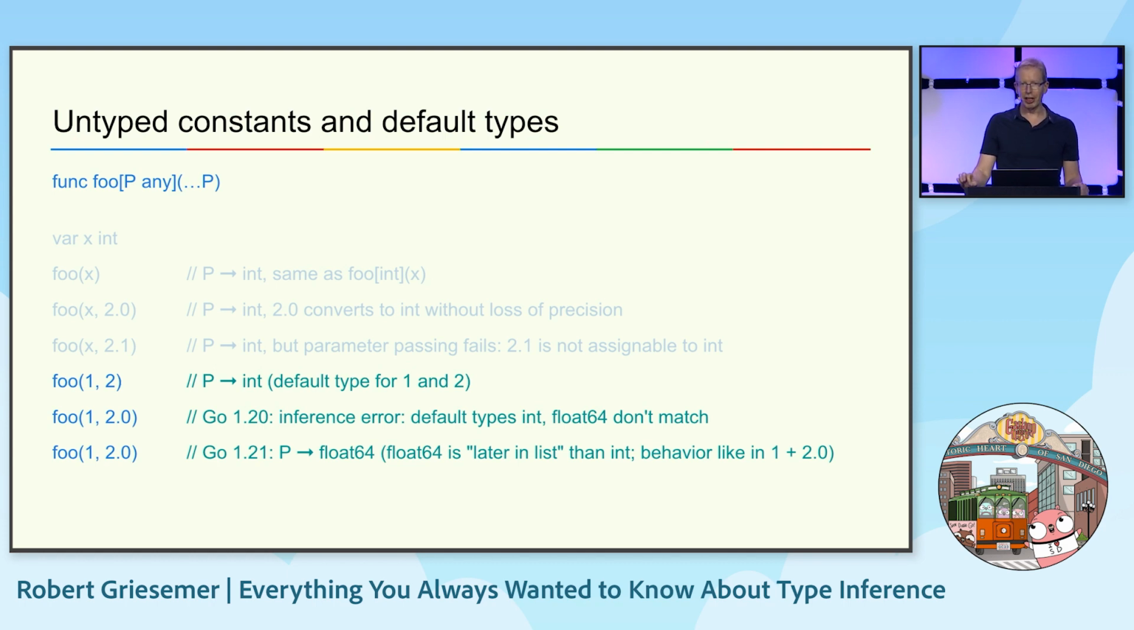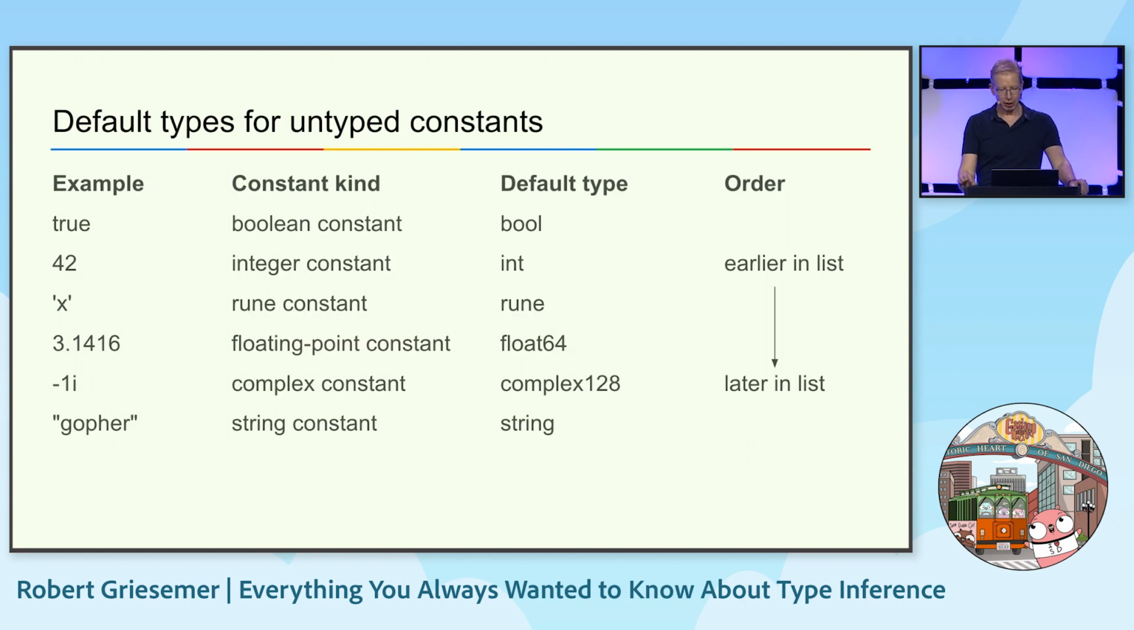Here the arguments are all untyped constants. There's no given type here that we can use for inference. Now type inference must look at the constants' default types. And here is a quick reminder of what Go's default types are. We have 6 different kinds of constant types. We have booleans, integers, runes. We have floating point values, complex values, and strings. And we have corresponding default types. And in some cases, when different numeric constant kinds are mixed together in the same expression, then we choose the default type that is later in this list.